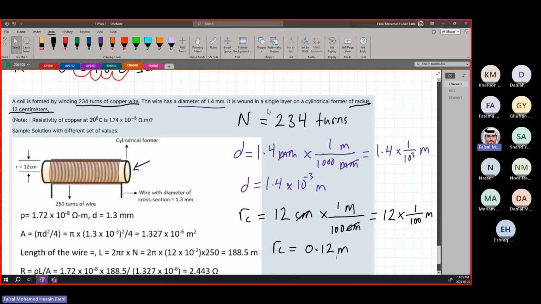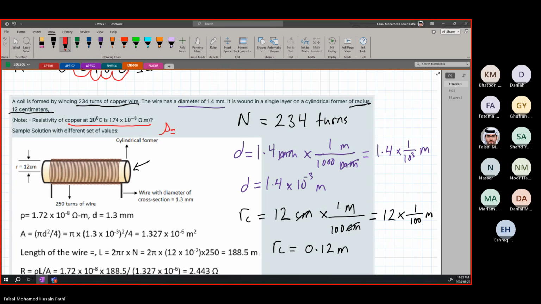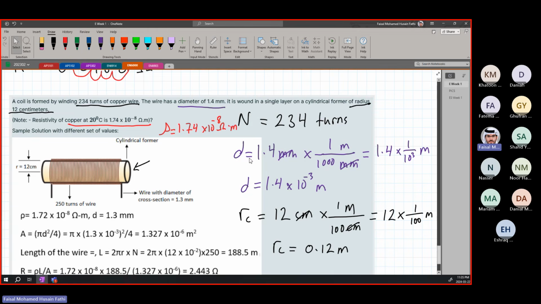As you notice, I have finished reading the question and I make sure everything I have so far is in meters. It says, note that the resistivity of the wire, which is rho, is 1.74 times 10 to the minus 8 ohm meter. So this is already in proper units. We don't have to change anything. Now, we are given all of this.